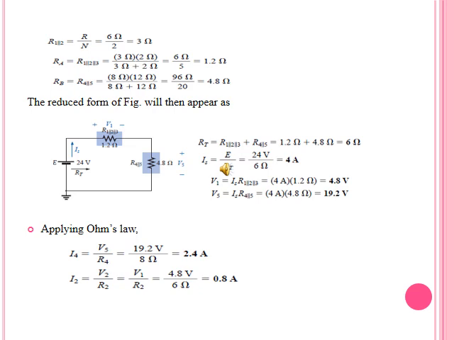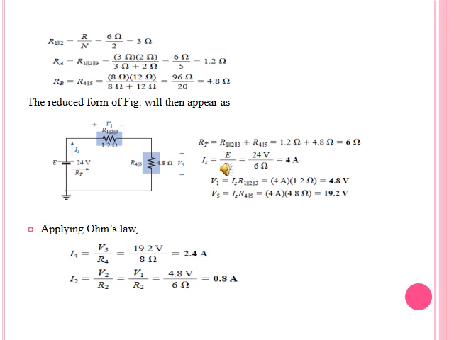Similarly, for block B we have only two resistors, R4 and R5. By combining them in parallel, using the formula for combining resistors in parallel, we will find the resistance RB, which is labeled RB because we have already labeled it as block B. So we find RA as 1.2 ohms and RB as 4.8 ohms.